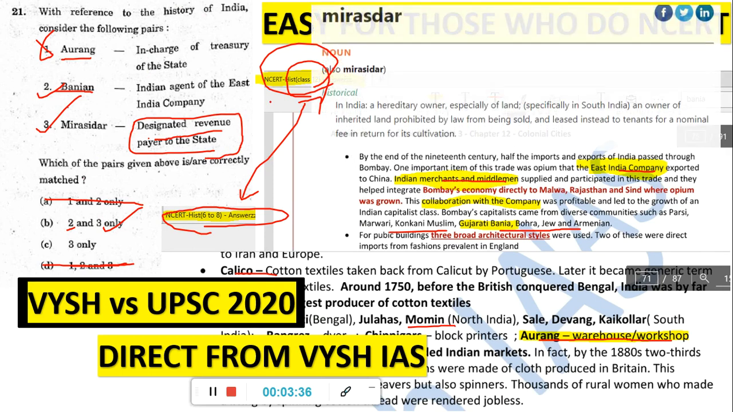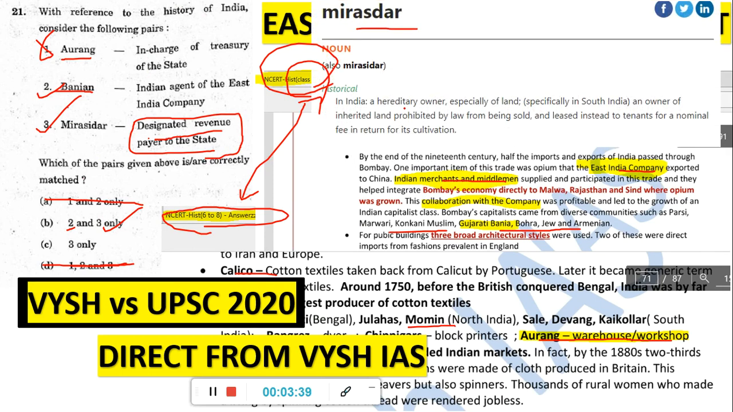But if you Google it, it will come as a different meaning, like hereditary owner. Mirasidar is a hereditary owner, meaning who has the land but cannot sell it. Law prohibits him from selling. So he will give it for rent, to tenants. Other people will come and do cultivation and he will get a fee. Such a hereditary landowner is called Mirasidar.